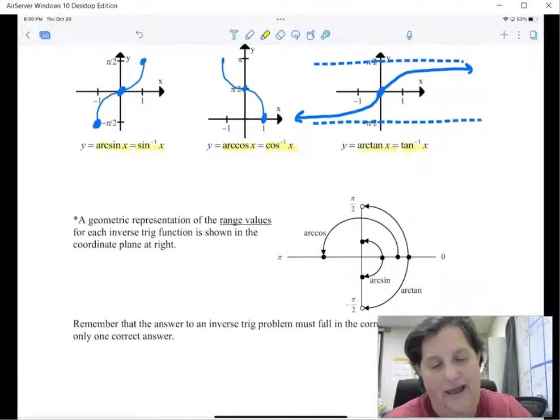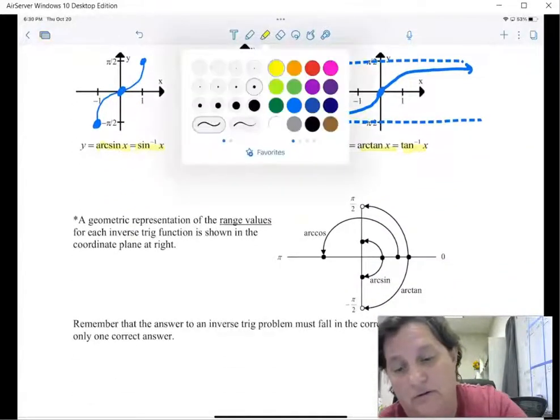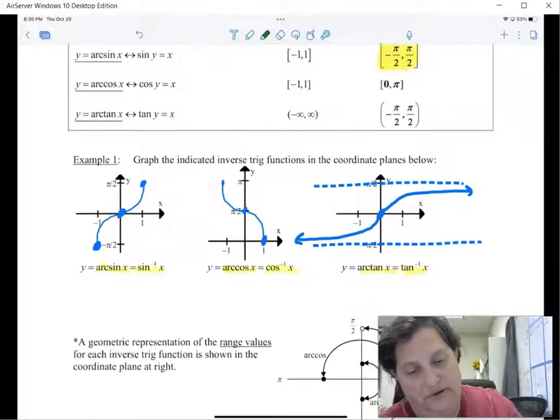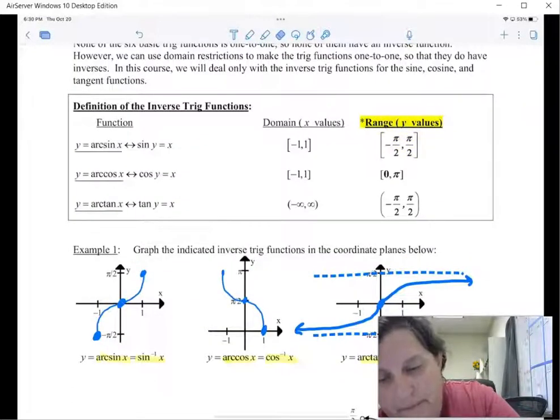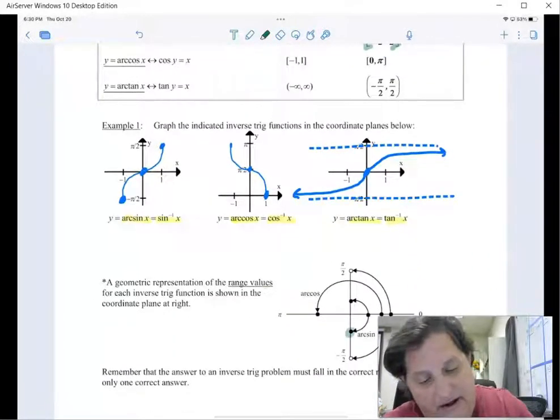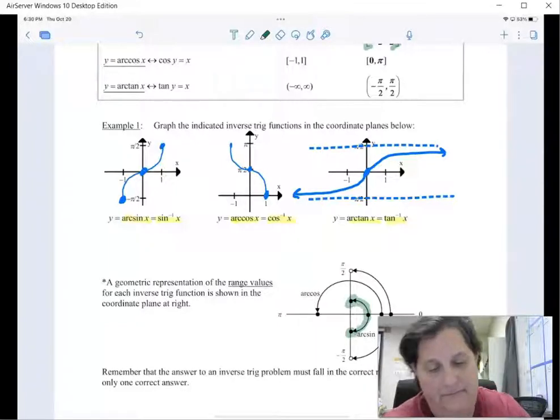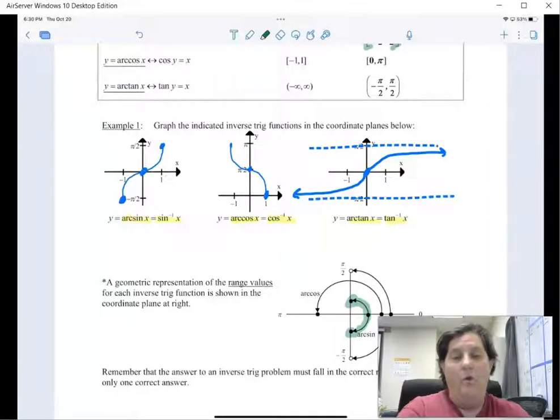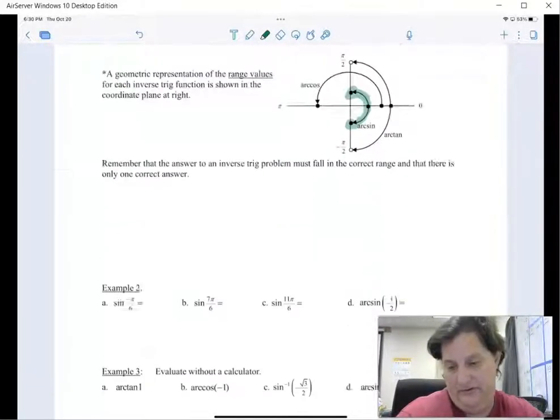Now, if I put that on a unit circle, okay? Actually, let me make these color coordinated, because you know me. All right. Boom, boom. That means that sine is defined from negative pi over 2 to pi over 2. Okay? You guys see that? On the unit circle. Which means, do we have this written down over here?